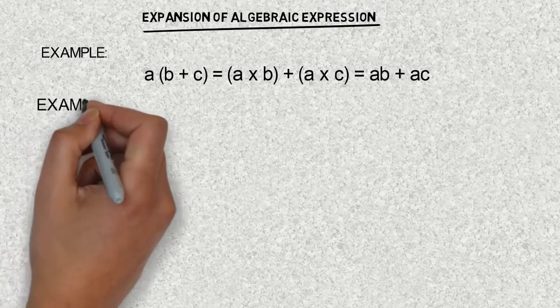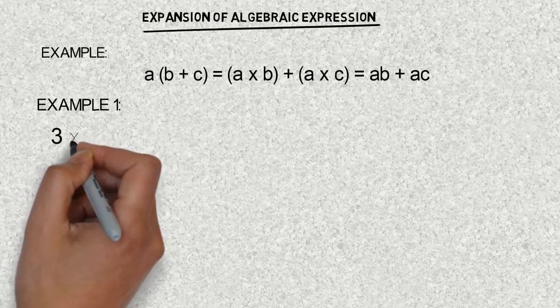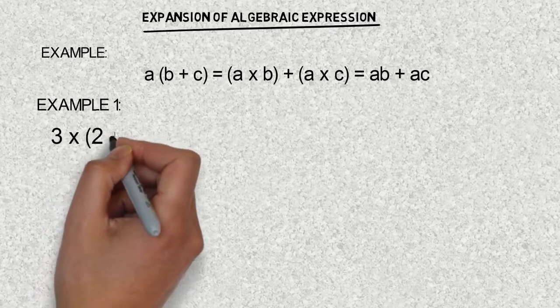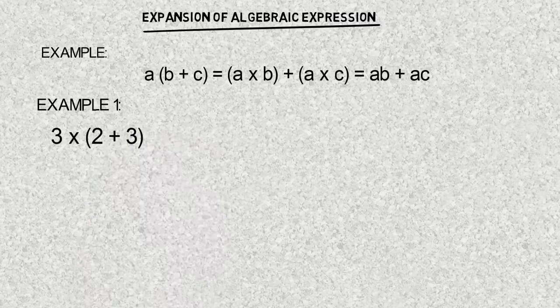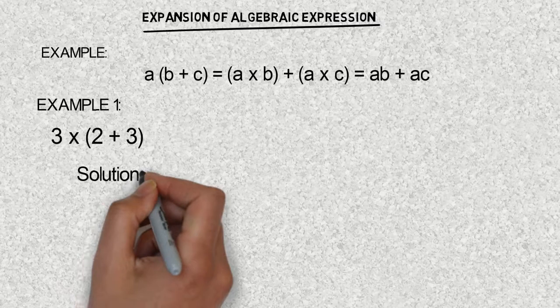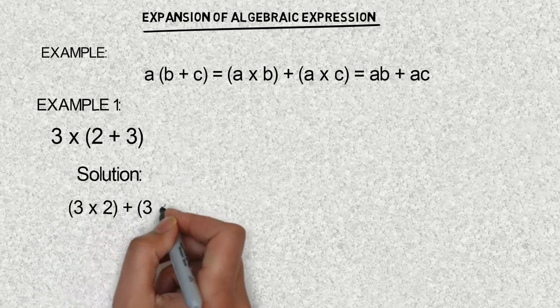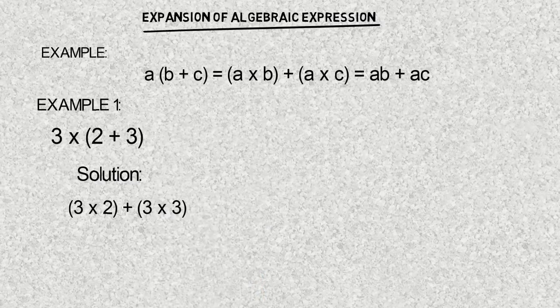So let's see some examples under this. I have 3 multiplied by bracket open 2 plus 3 bracket close. How do I do this? I just follow the simple illustration I just showed you using a, b and c. So I have 3 multiplied by 2 plus 3 multiplied by 3. So I have 3 multiplied by 2 to be 6, 3 multiplied by 3 to be 9. So I have 6 plus 9, which will give me 15.